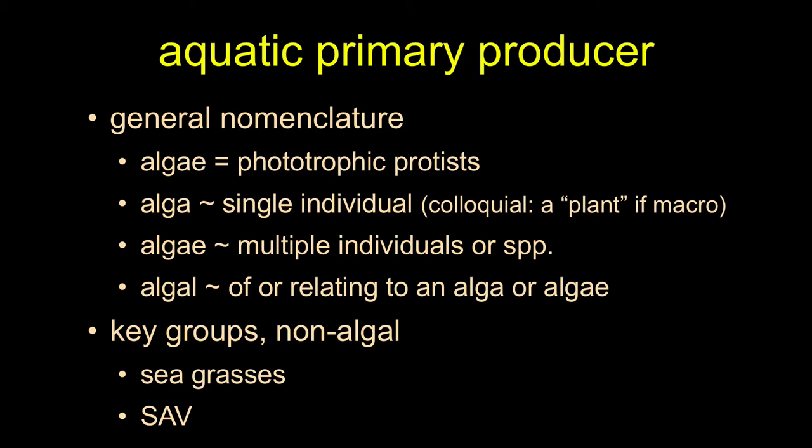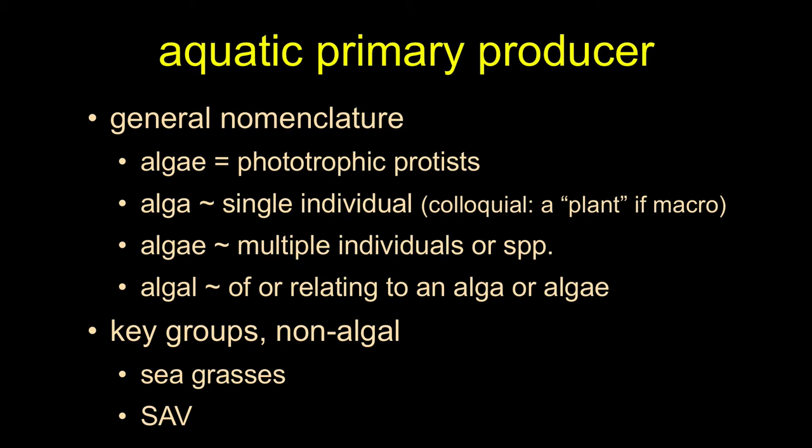When we talk about some of the macroscopic protists, the macroalga, things like giant kelp that might resemble externally a plant, sometimes people colloquially use the term plant for this individual. It's technically not a plant, but sort of a shorthand people sometimes use. And then anything relating to algae, we'd use the term algal. So this algal bloom, this algal toxin, that kind of stuff.